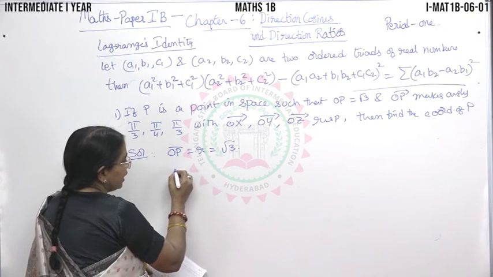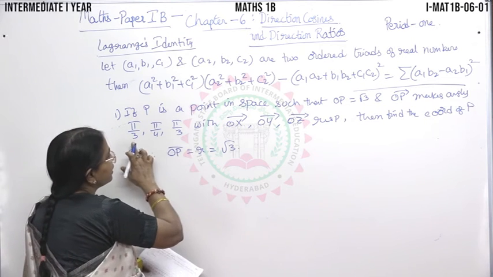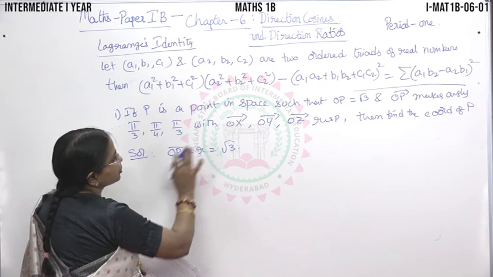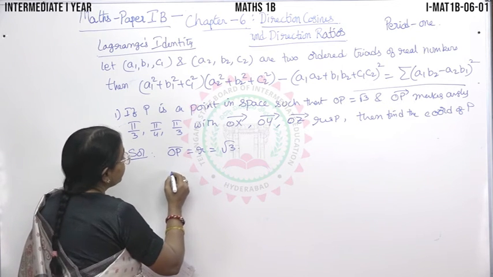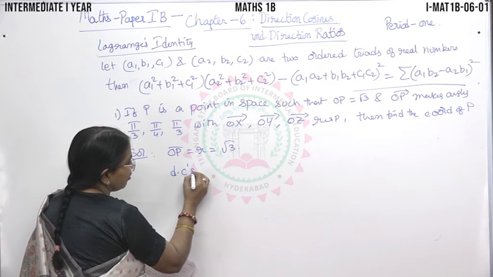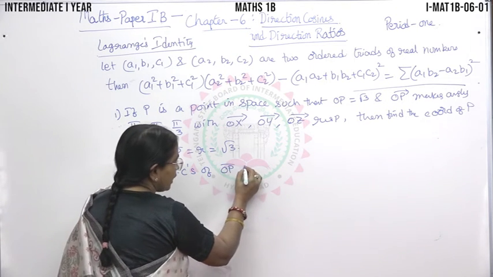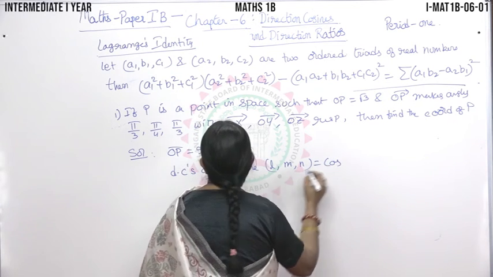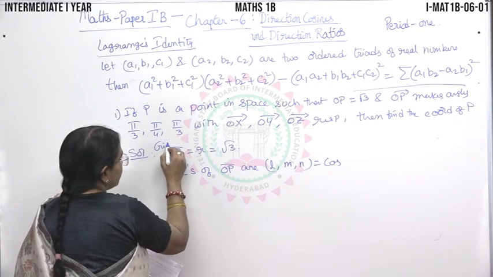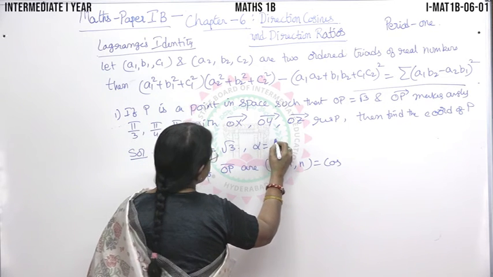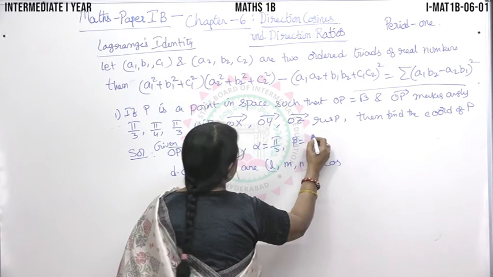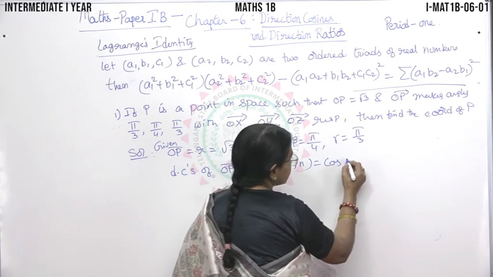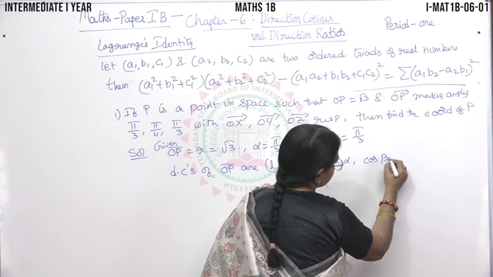And then L, M, N are direction cosines. It is making these 3 angles with the positive direction of the coordinate axes. So that means the direction cosines, the DCs of OP, L, M, N are equal to cos alpha, cos beta and cos gamma. What is given? OP is equal to R is given, and then you are given alpha as pi by 3, and then beta as pi by 4, and then gamma as pi by 3.